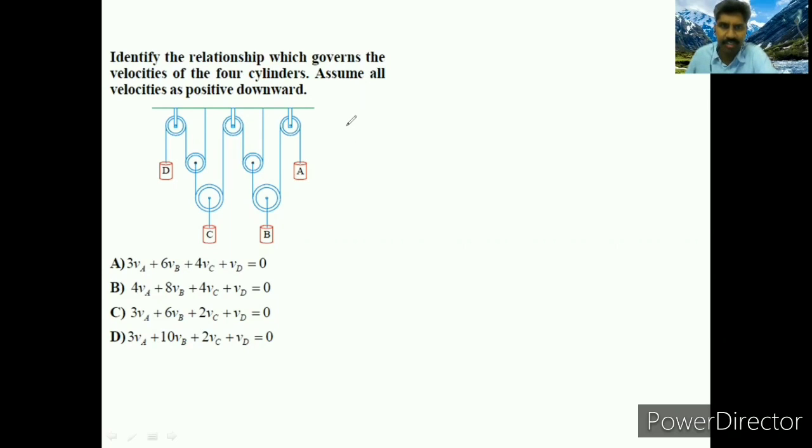Identify the relationship which governs the velocity of four cylinders. Assume all velocities as positive in the downward direction. So here they give cylinders A, B, C, D. This cylinder A develops a tension T. So this tension is passed here, T. Now this tension also is passed here, T. So T plus T, here 2T is there.